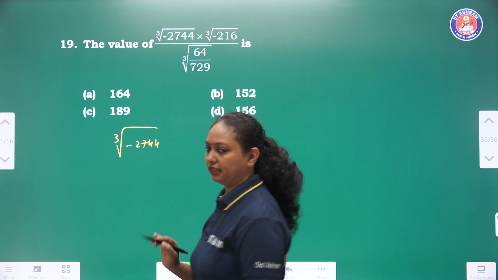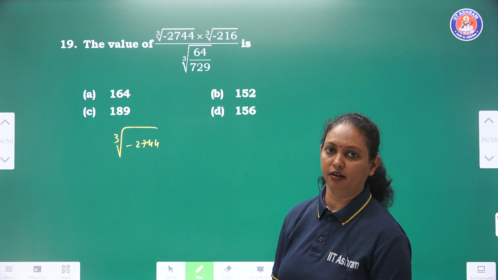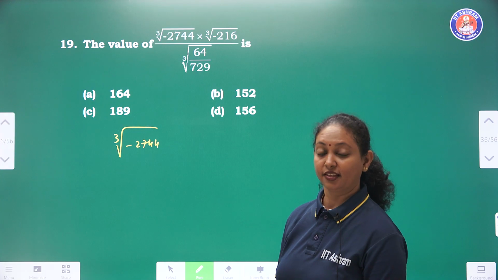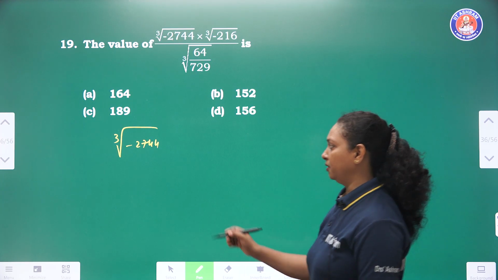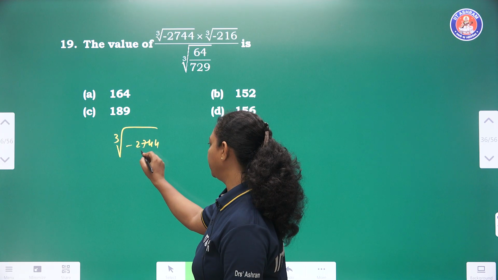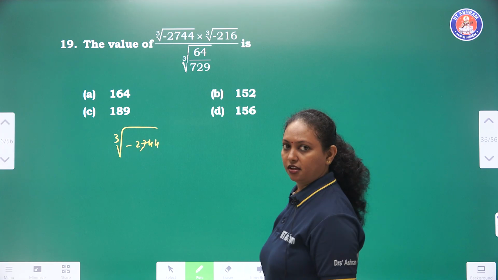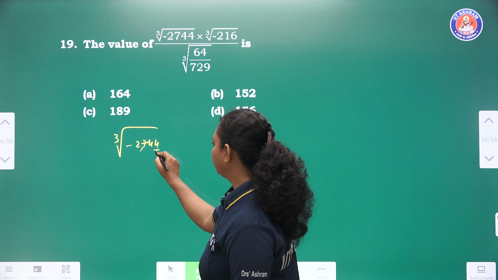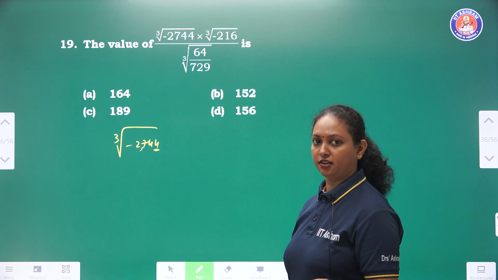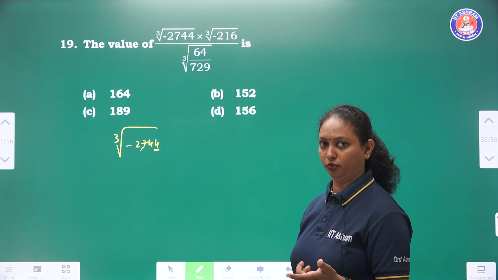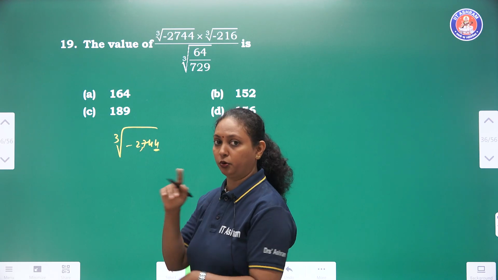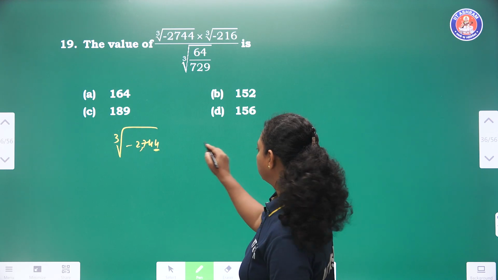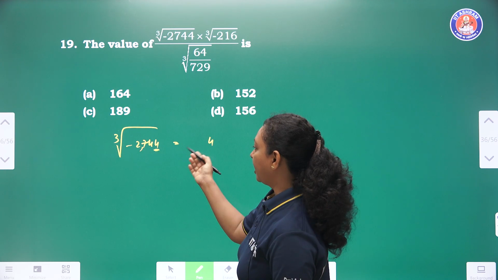Can you tell me whether the cube root of a negative number is negative or positive? Yes, it is negative. And what is the cube root of this number? We have to split this number into groups of 3 digits. As this number ends with a 4, and 64, which is the perfect cube of 4, ends with 4, the unit digit in the cube root of minus 2744 is 4.